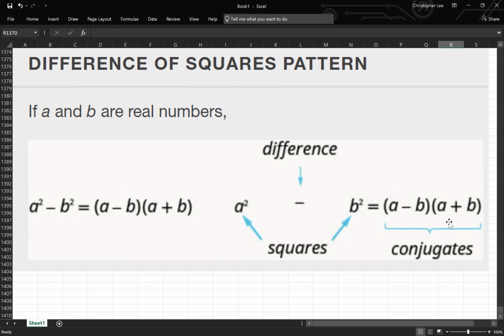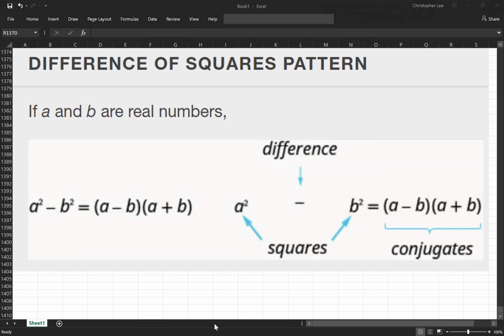Over here, their factors are called conjugates. Conjugates are like opposites. One is A minus B, one is A plus B. Long story short, let's look at what we're talking about right here.